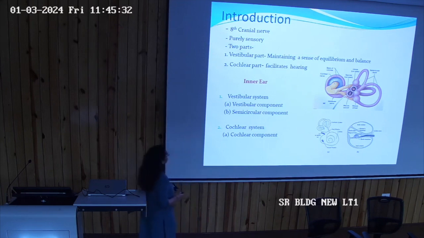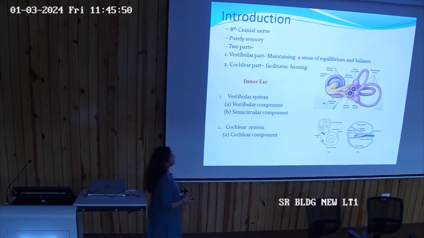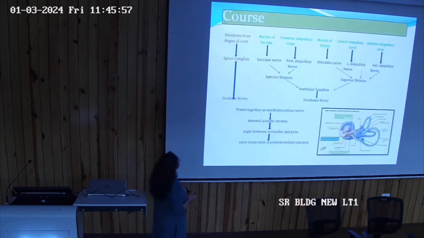And the cochlear system has 1 component, which is the cochlear component, which has the cochlea, and the spiral lamina of the cochlea projects inside the cochlear duct and divides into 2 lips, and these lips further extend as Reissner's membrane and basilar membrane. On the basilar membrane, there are hair receptor cells which are called the organ of Corti, which further gives rise to the cochlear nerve. So, when we talk about the course of the vestibulocochlear nerve, we can divide it into 2 nerves, which are the cochlear nerve and the vestibular nerve.